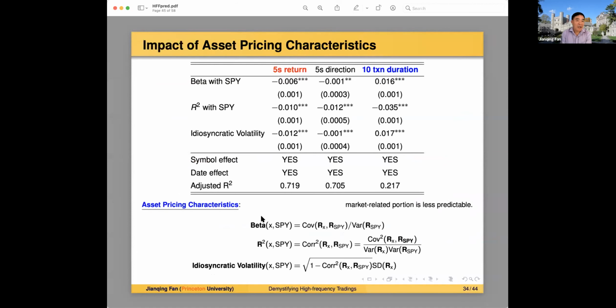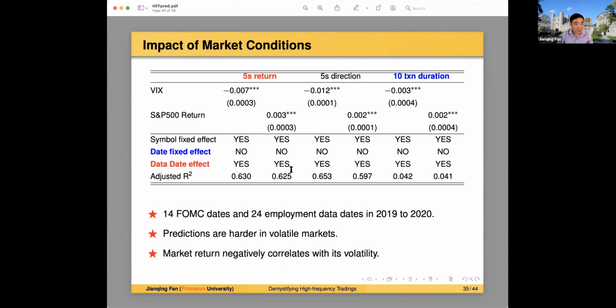Okay, so we do something similar on the pricing characteristics, like using 15-second return for each individual stock. I can calculate market beta with S&P 500, and then the R squared with S&P 500, or idiosyncratic components with S&P 500. All of those really only relate to correlation and volatility. If you do this, you can see that all of those have negative association, and it's understandable. If you have bigger beta with S&P 500, and we know that the market component is harder to predict, all those negative signs seem reasonable.